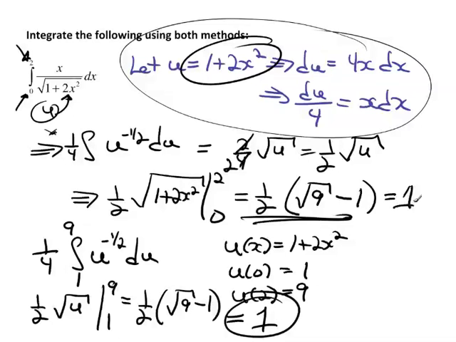So both times I get the exact same solution. One of them I change bounds, one of them I change back to the variable of my original function. Two different techniques. Sometimes one is much easier than the other.